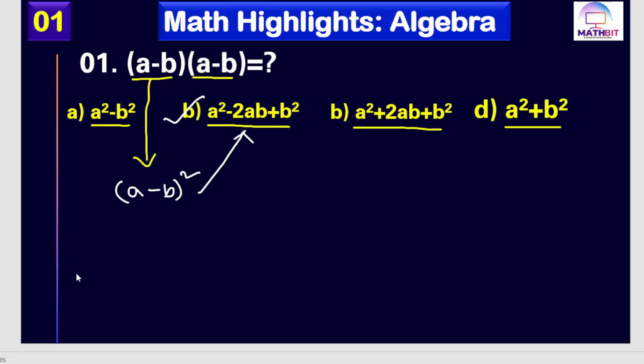This is very easy math, but if you neglect these kinds of math in the examination hall, you will face a big problem. So don't neglect small math.